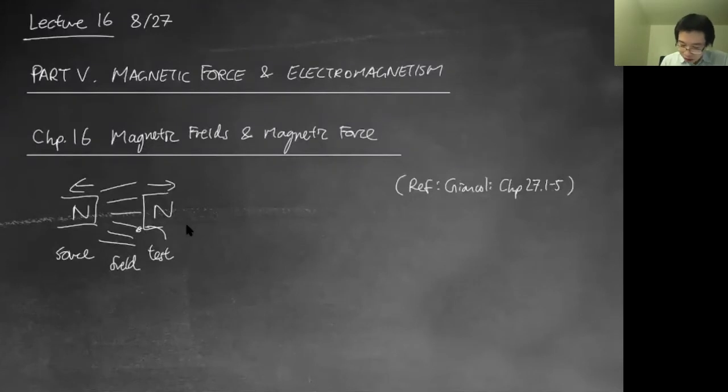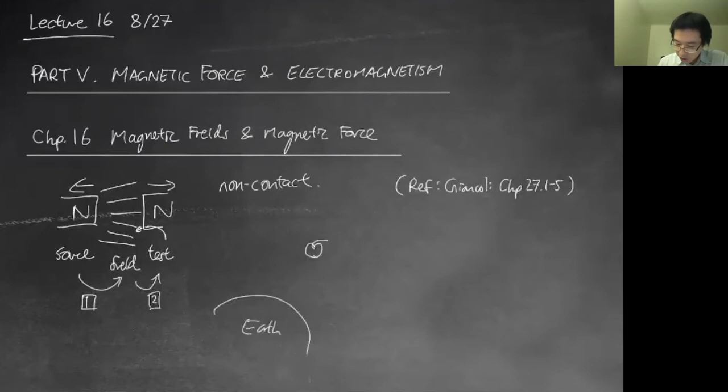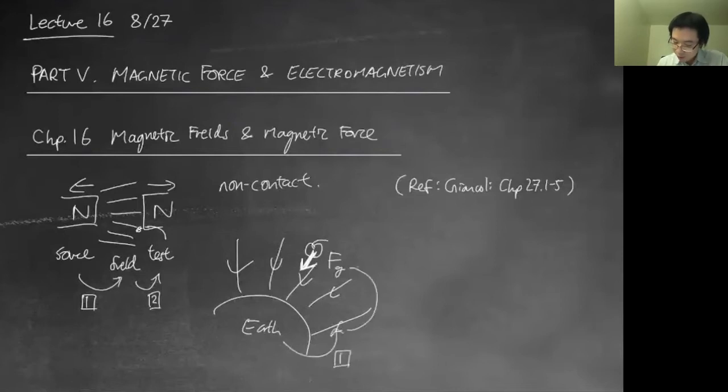So to quantify this, it should be looked at in 2 steps. Whenever you try to analyze non-contact forces, from now on, you split it into 2 questions. The first question is, how does the source create a field? And the second question is, how does any test object react to the field? This works for gravity as well. Gravity has the Earth and an apple. The Earth is creating a gravitational field which pulls all the mass towards it, and then the apple will experience the gravitational force, right? The force of gravity. So this 2-step process is the Earth creating this field, and then the field creates a force on the object. Same thing as electric fields, right?